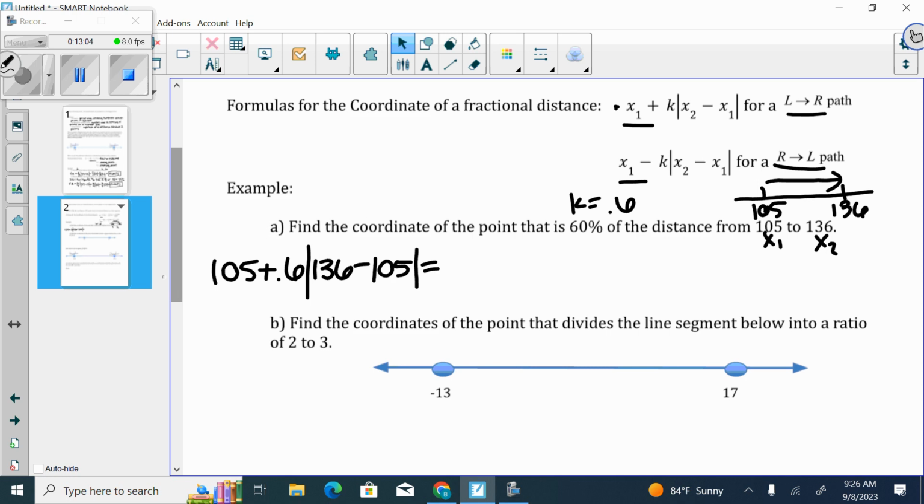So what is 136 minus 105? 31. So I'll have 105 plus 0.6 times the absolute value of 31. Well, the absolute value of 31 is just 31. All right, so now I've got addition and multiplication left. Order of operations says to do what first? So what is 0.6 times 31?